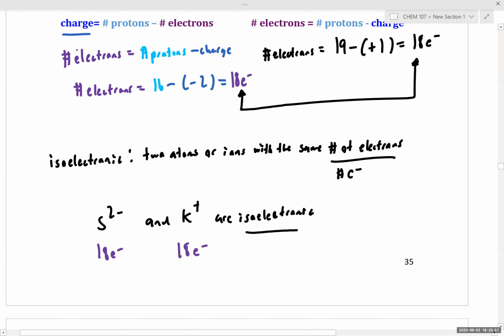Any questions before we move on to the next idea? Does that say at the end two atoms or ions with the same number of electrons over number of electrons? Not divided. I was just showing the symbol as number of e minus. So it's not an equation, but I'll try to space it out like that. Does that make sense? Yes. Perfect. Any other questions before we move on?